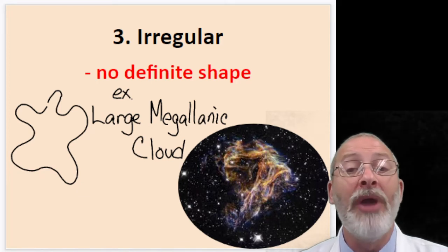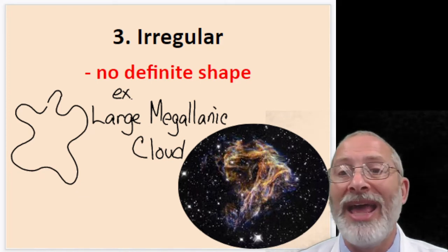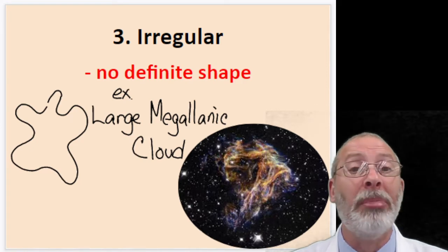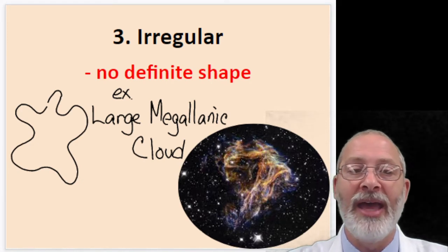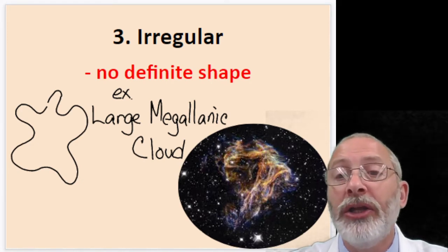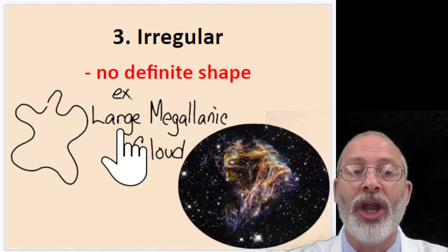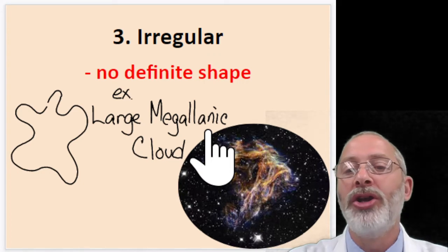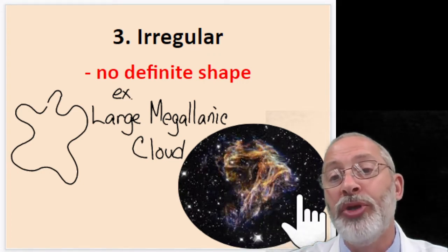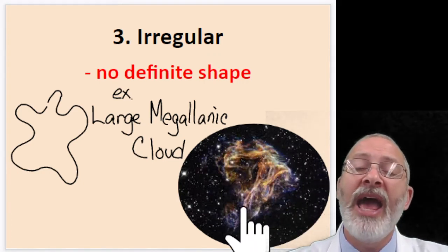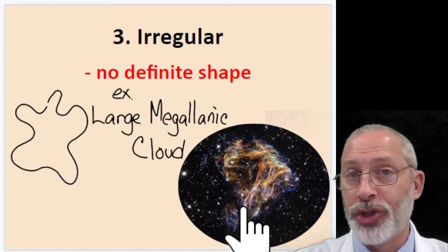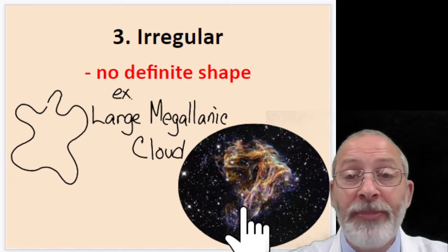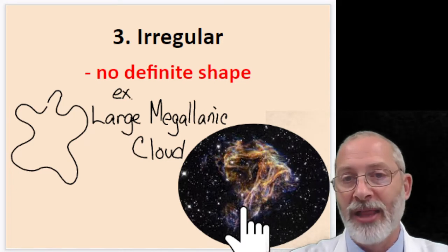All right, that brings us to the third category of galaxies, and they are called irregular galaxies. Irregular galaxies are those that have no definite shape. They're like amoebas or blobs. An example of an irregular galaxy is called the Large Magellanic Cloud. The Large Magellanic Cloud is beautiful to see, but it doesn't have much structure to it, such as an elliptical galaxy or a spiral galaxy.